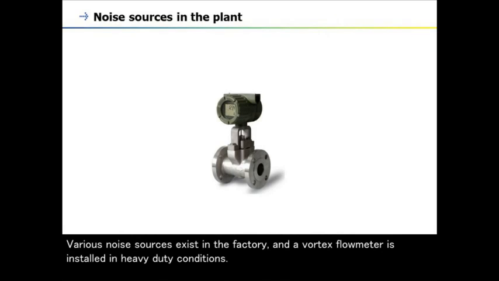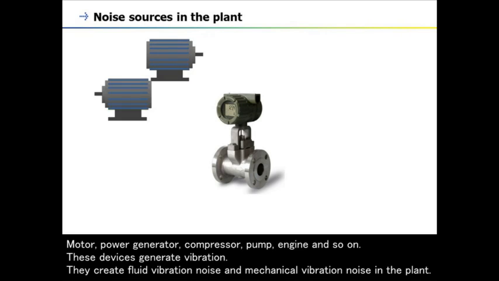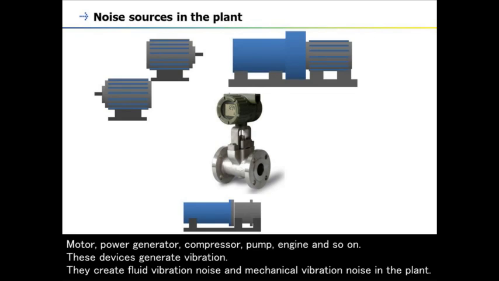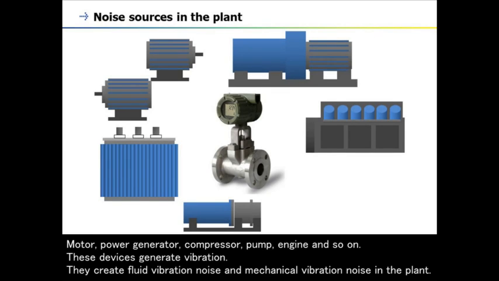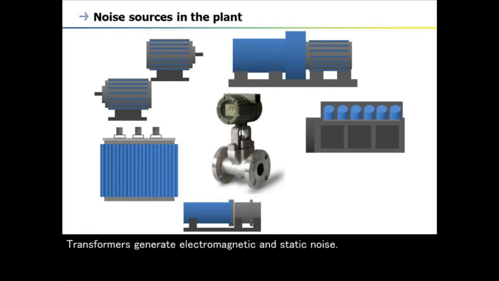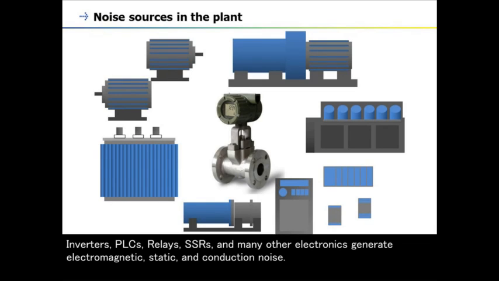Various noise sources exist in the factory, and a Vortex Flowmeter is installed in heavy-duty conditions. Motor, power generator, compressor, pump, engine, and so on. These devices generate vibration. They create fluid vibration noise and mechanical vibration noise in the plant. Transformers generate electromagnetic and static noise. Inverters, PLCs, relays, SSRs, and many other electronics generate electromagnetic, static, and conduction noise.